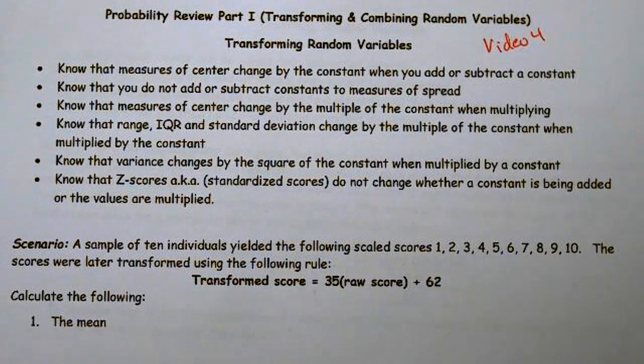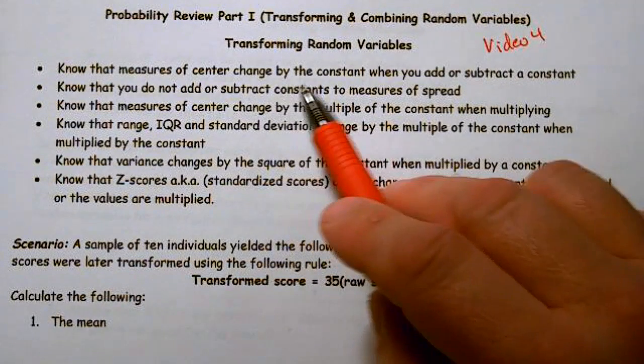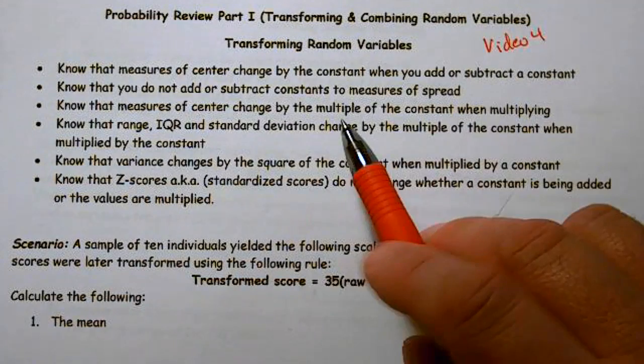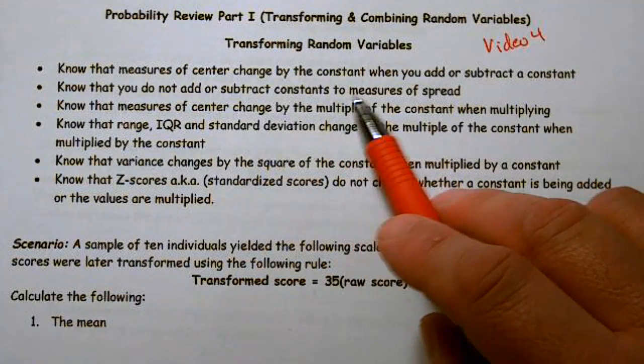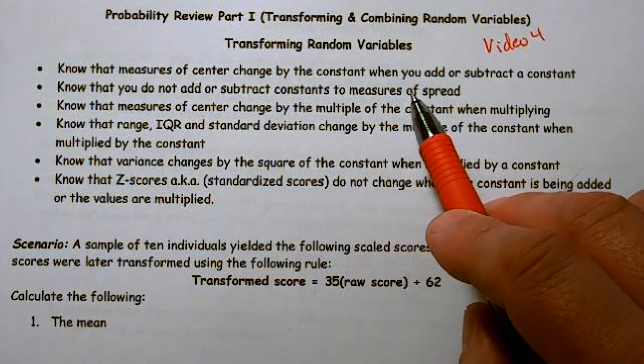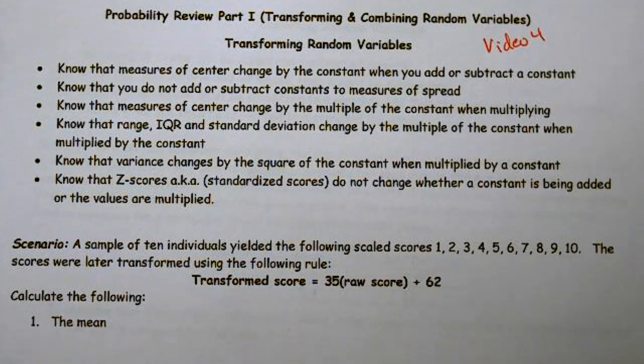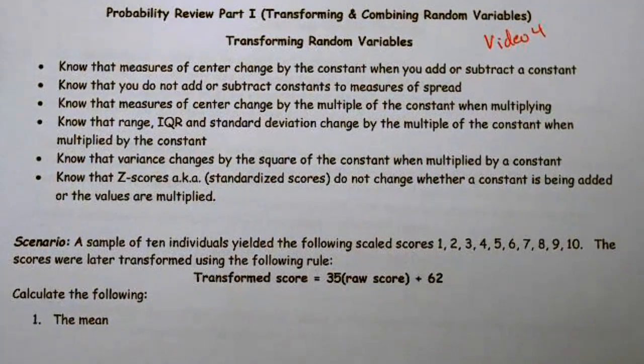Know that measures of center change by the constants when you add or subtract a constant. So measures of center change when you add or subtract. Know that you do not add constants to measures of spread. All right, so it works for measures of center, but not measures of spread.